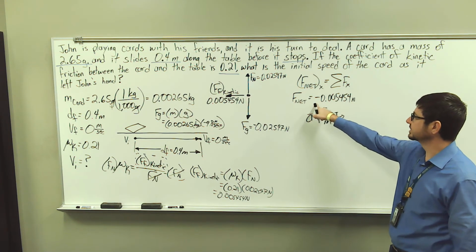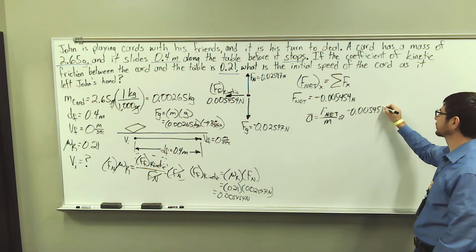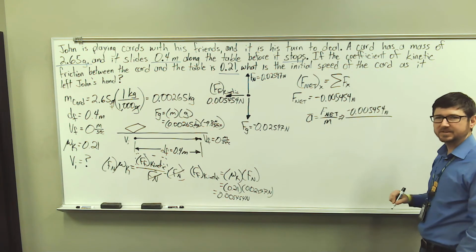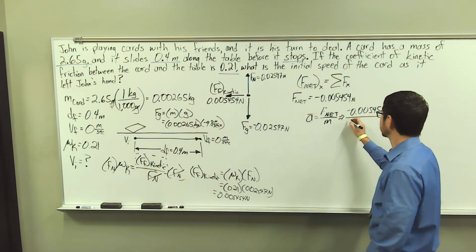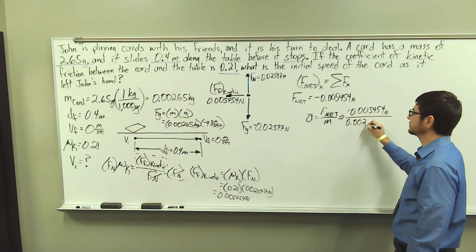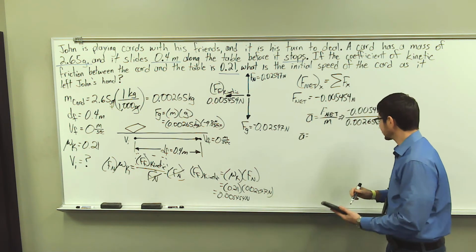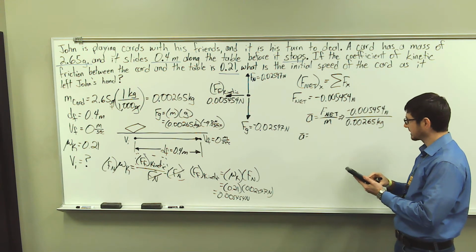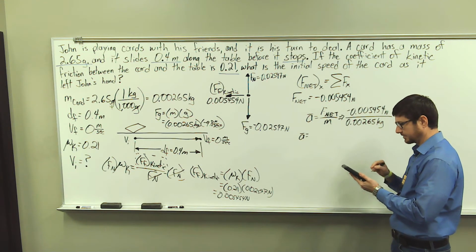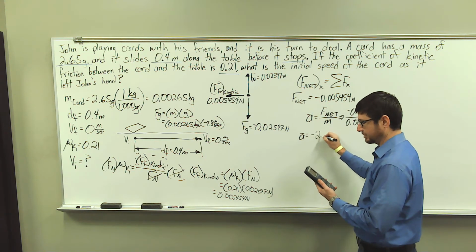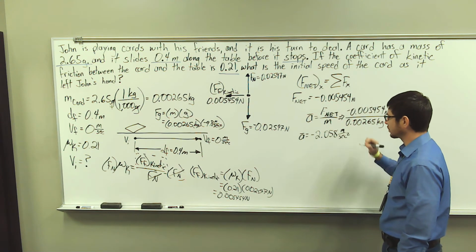The net force, you have that right here, a negative 0.005454 newtons divided by the mass of the object, and you calculated that earlier with units of kilograms. So 0.00265 kilograms. So our acceleration is negative 2.058 meters per second squared, okay?